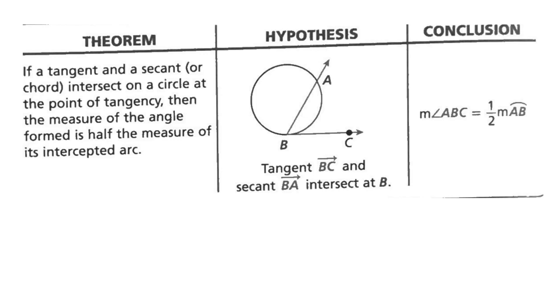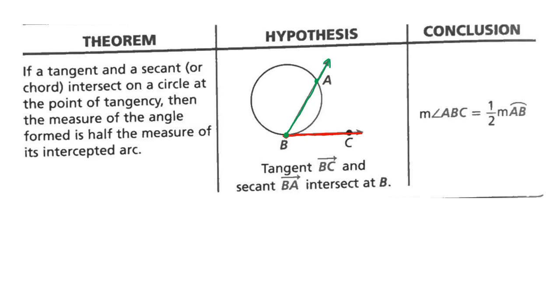So a little vocabulary review. BC, this is our tangent line. It's where it hits the circle at one location and then continues on away from the circle. Then we have a secant, which is BA, which starts at a point on the circle and goes through the circle, hits another point on the circle, and then continues on forever. So it's actually like a ray or a line, not a segment. Now it could be a segment, and then we would have a chord instead.